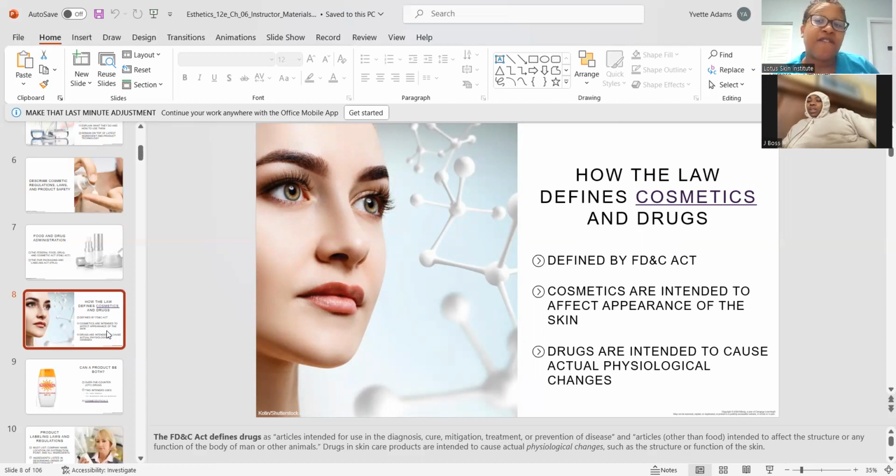So when we say anatomy and physiology, what are we studying? Like how it works in the body, like how it moves. Correct. Anatomy is the structures in the body, and physiology is how those structures work, how they function. So drugs are intended to affect the what of the body? The function of those body parts, correct. So drugs cause physiological changes. Cosmetics affect the appearance of the skin. Those are the difference between the two.